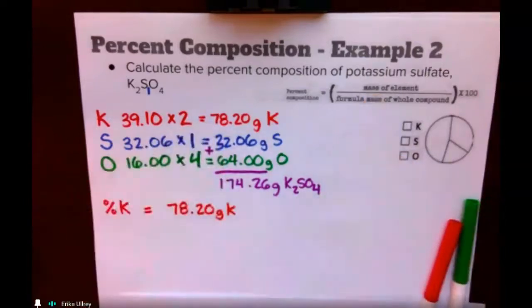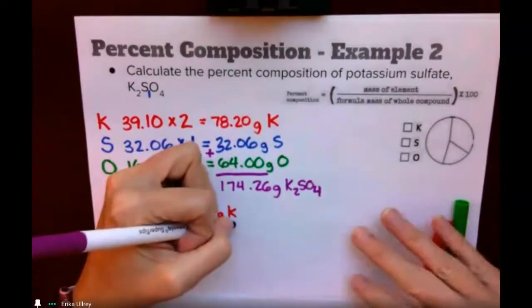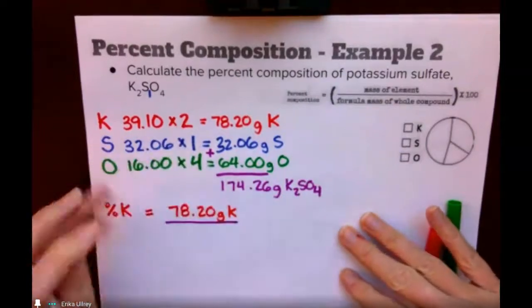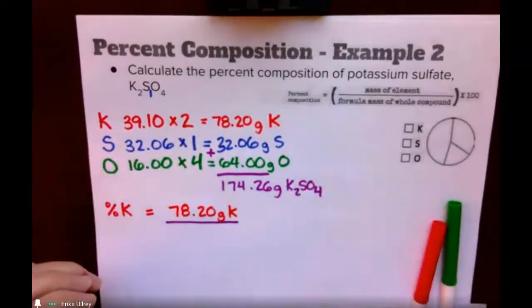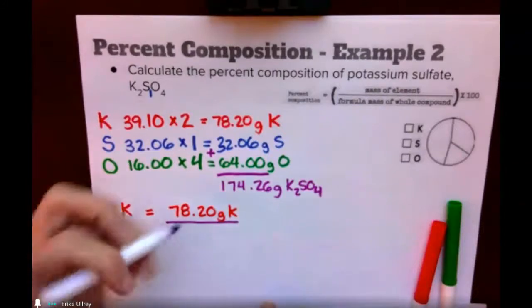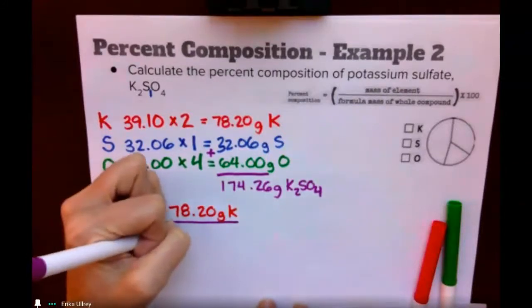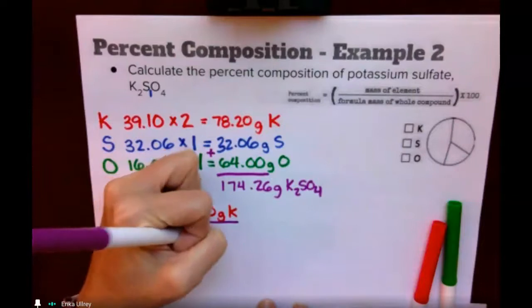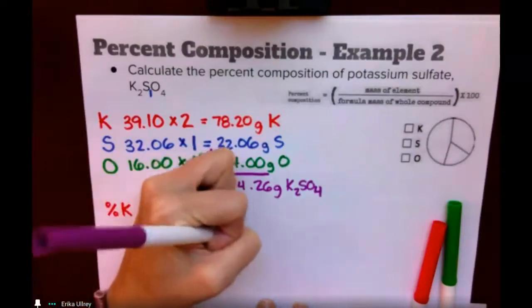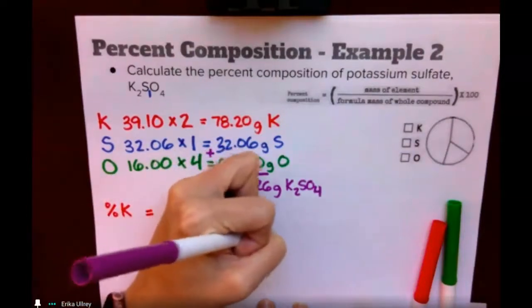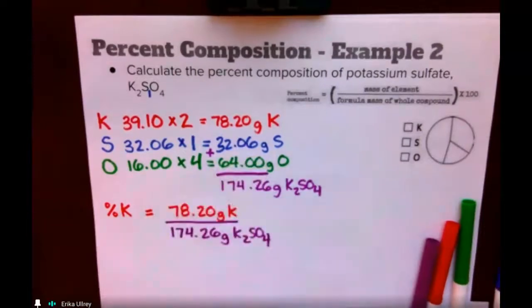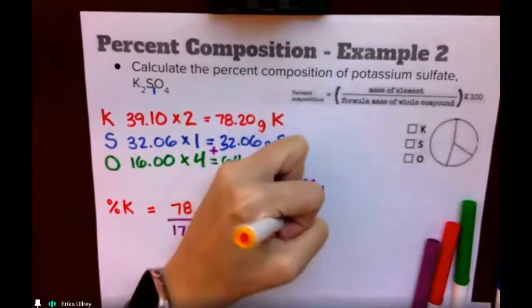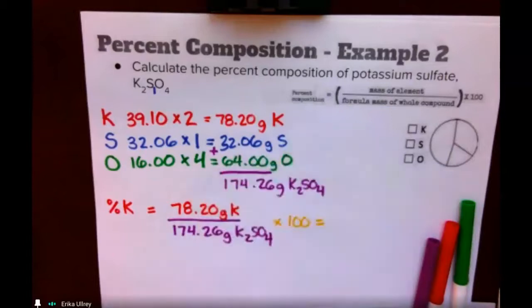And then what number is going to go on the bottom? Formula mass of bulk compound. So on the bottom, it's going to go 174.28. Okay, and then the final step, we have to remember that we multiply by 100. Now give us our answer.